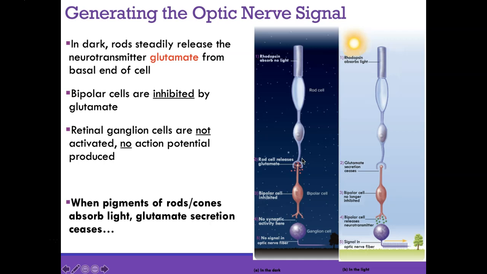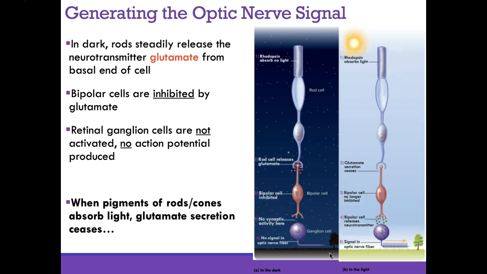Glutamate is released in the dark. So when it's dark out, or when you're closing your eyes, these rods steadily release glutamate, which is a neurotransmitter, at the base of their cells. This is the basal end. So when there's no stimulation from light, that means glutamate is released by this rod cell, which means this bipolar cell will be inhibited, which means they're not going to communicate with these retinal ganglion cells, and no action potential will be produced.